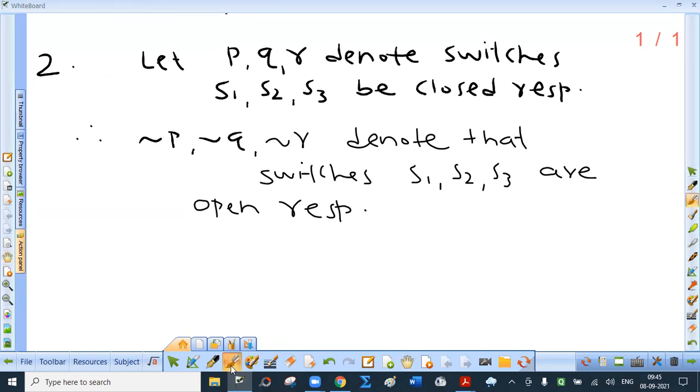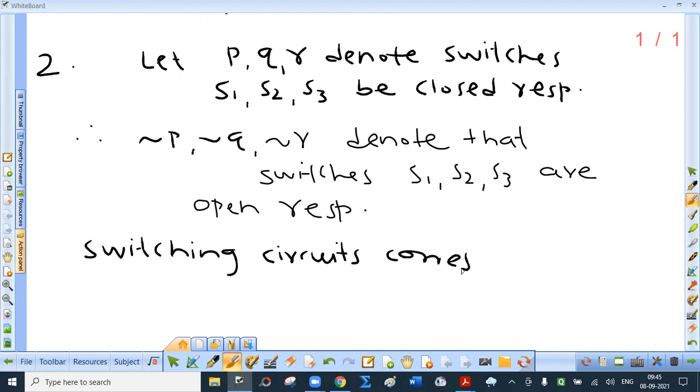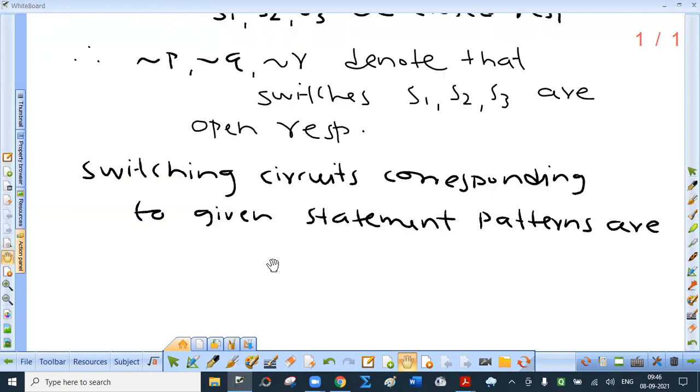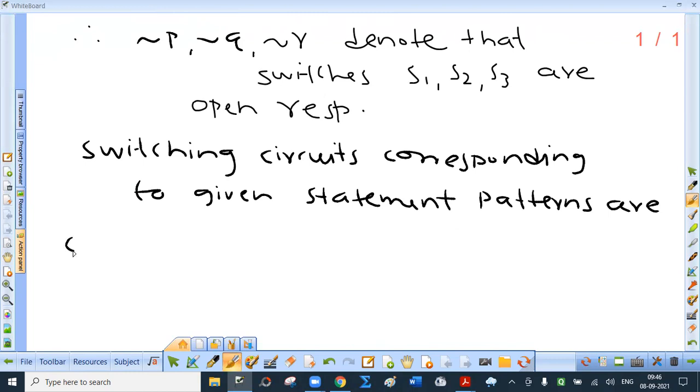First one. Switching circuits corresponding to given statement patterns. See before you draw the rough sketch, first write that statement pattern. Not P and Q or P and not R.